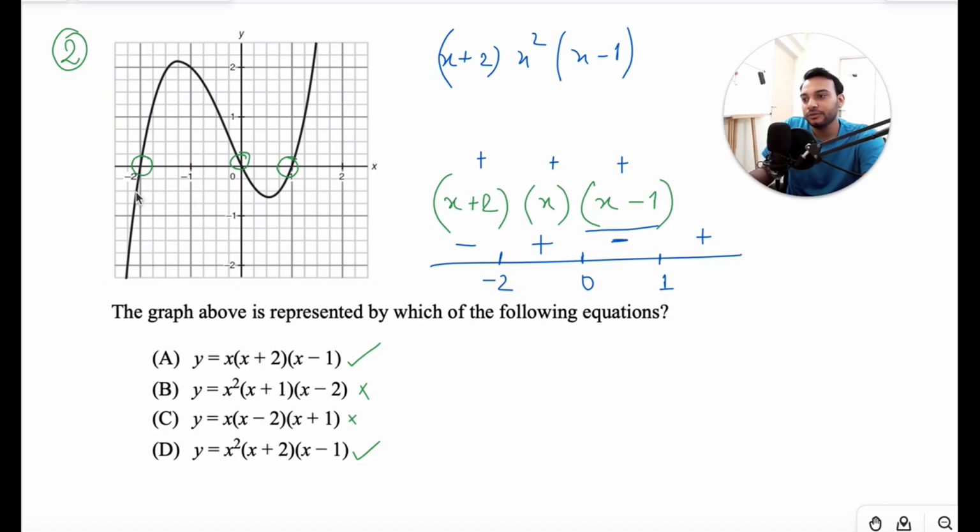To the left of -2, it's negative. Between -2 and 0, it's positive. Between 0 and 1, it's again negative. After 1, to the right of 1, it's positive.